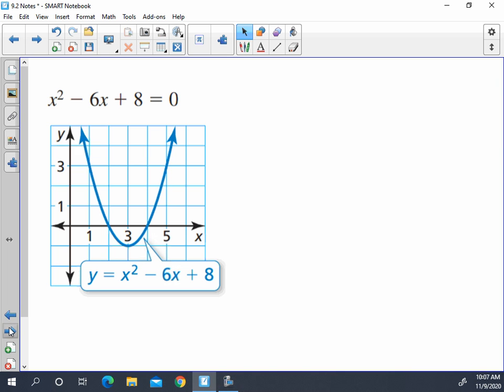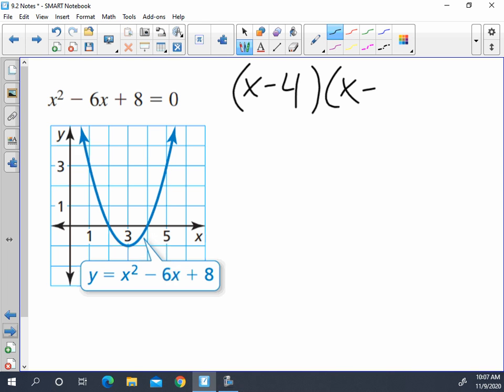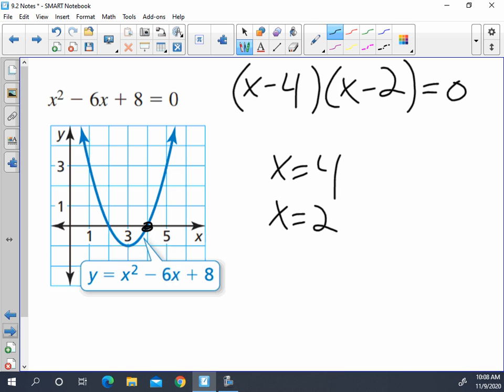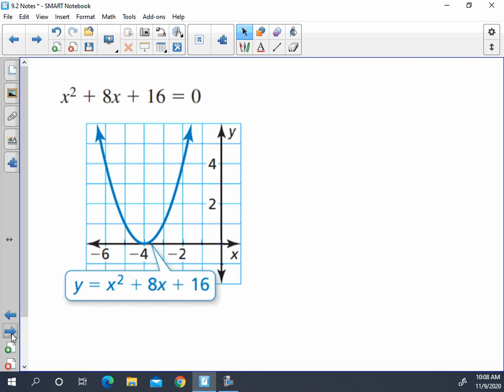So in this one, right, if I were to solve this, I would get x minus 4 times x minus 2. Right? If I were to solve this trinomial over here, and if we set that equal to 0, we get x is equal to 4 and x is equal to 2. Well, a much easier way than solving for that trinomial is just looking at the graph. Hey, x equals 4, x equals 2. What does x equal here? Only one spot across the x-axis, and that's at negative 4. So here, x equals negative 4.